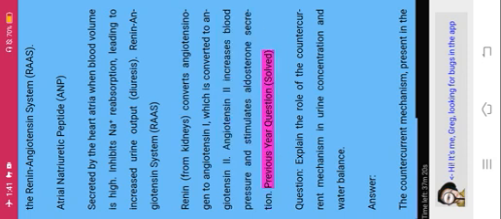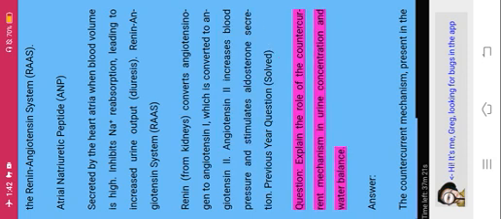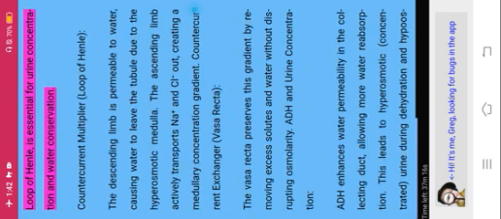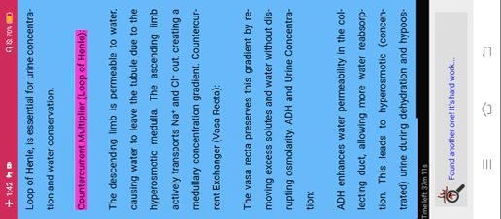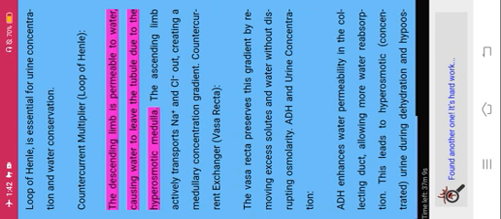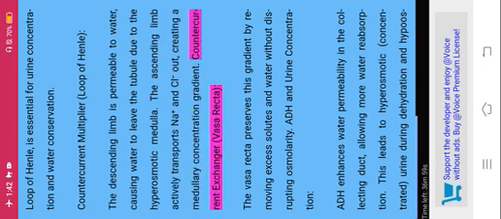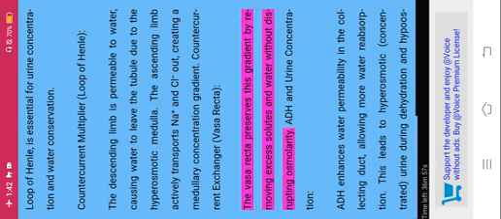Previous year question, solved. Question: explain the role of the countercurrent mechanism in urine concentration and water balance. Answer: The countercurrent mechanism, present in the loop of Henle, is essential for urine concentration and water conservation. Countercurrent multiplier, loop of Henle. The descending limb is permeable to water, causing water to leave the tubule due to the hyperosmotic medulla. The ascending limb actively transports NaCl out, creating a medullary concentration gradient. Countercurrent exchanger, vasa recta. The vasa recta preserves this gradient by removing excess solutes and water without disrupting osmolarity.